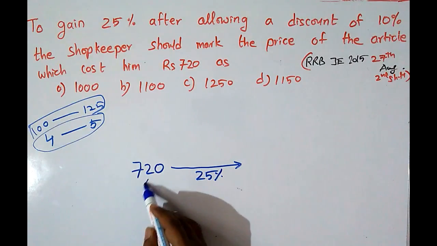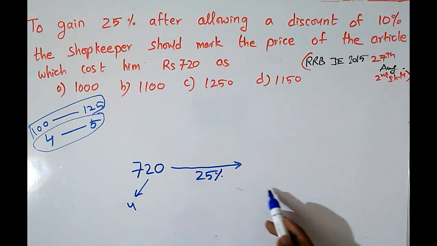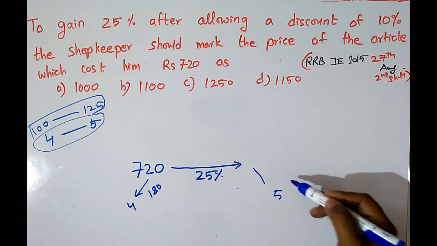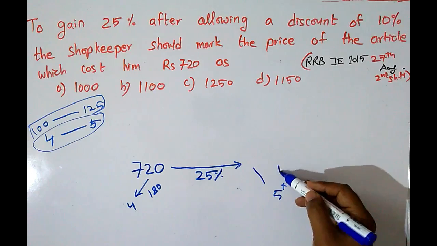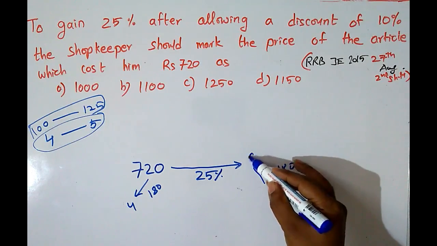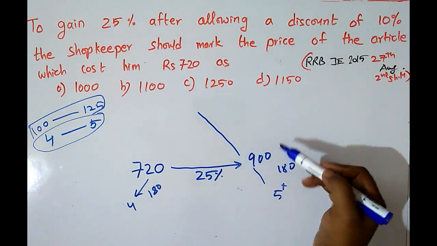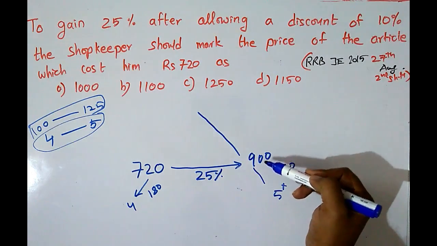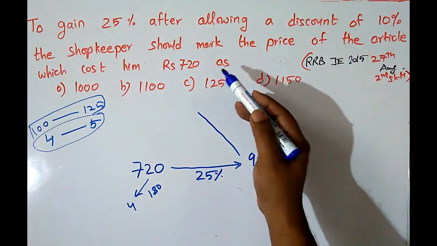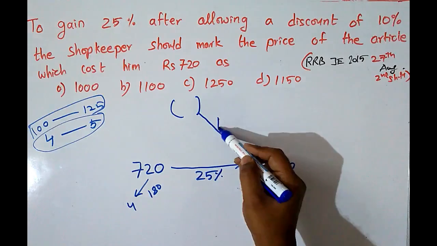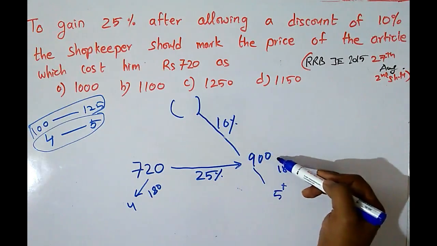720, if I think this is 4 parts, then I have to put it in 5 parts. 180 times 4 is 720. In the same way, 5 times 180 will become 900. Okay, this is the amount which is going to be paid, but the market price is something else. After the 10% discount, it will become 900.